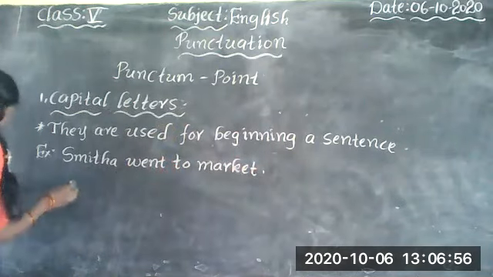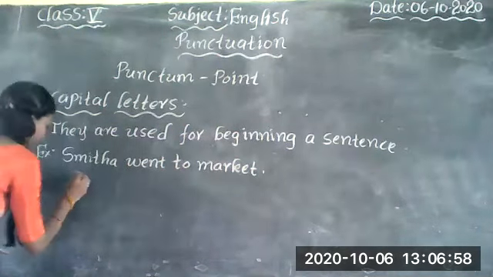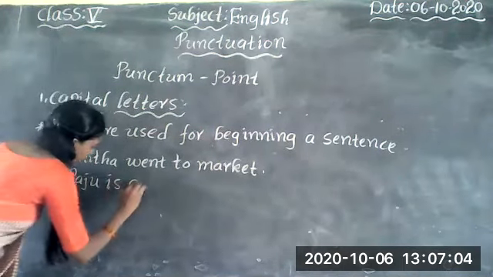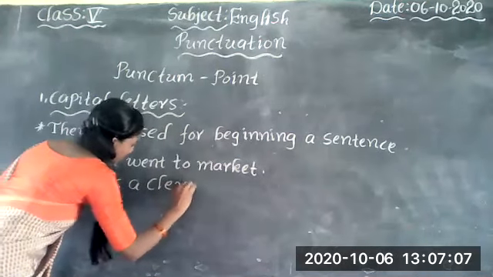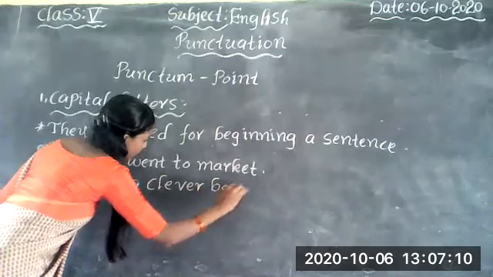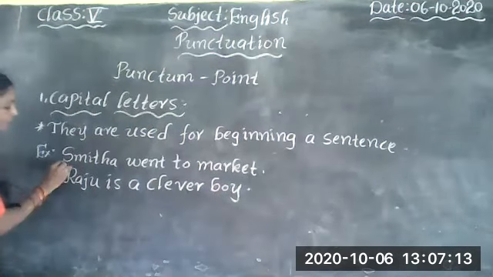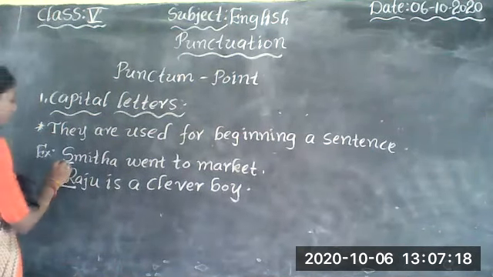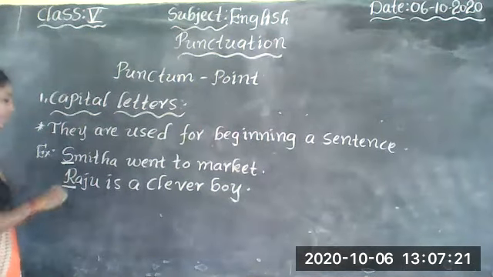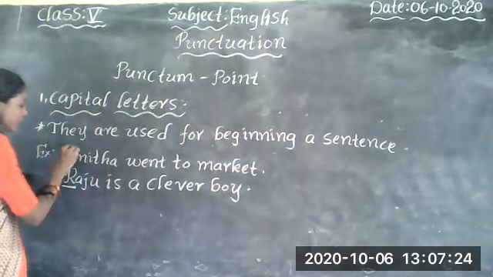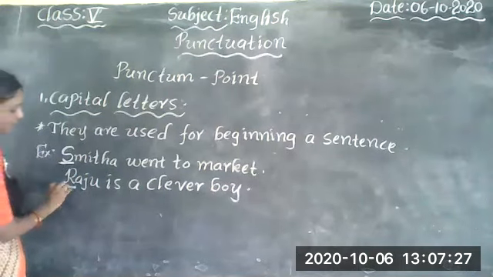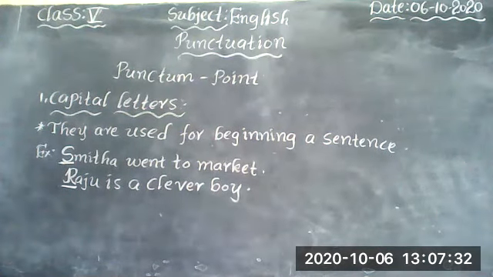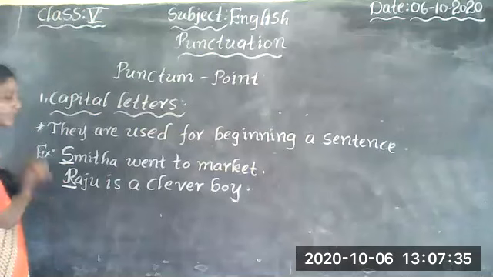Smita went to market. And Raju is a clever boy. So here, see, the first letter at the beginning of the sentence I have written in capital. So the capital letter must be used at the beginning of the sentence. Here, S is the capital letter, and in the second sentence, R is the capital letter. This is the first rule.